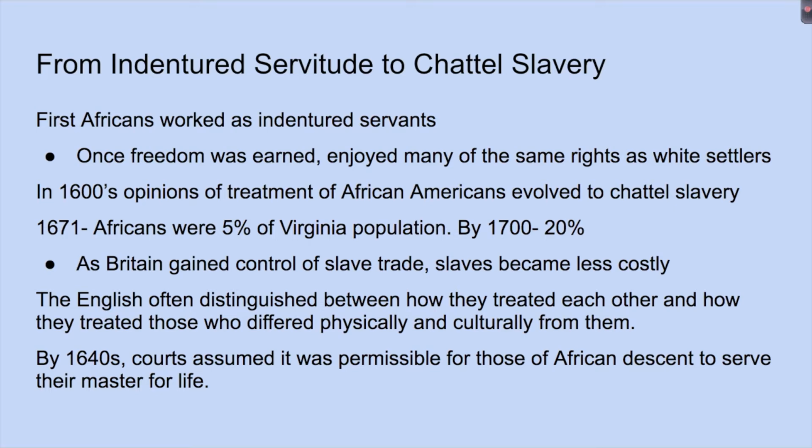Around the 1640s, you will start to see different courts in the colonies assume that it is permissible for those of African descent to serve their master for life. Before this time frame, you didn't really have that spelled out, that you were a slave for life. Around the 1640s, you start to see in some of the colonial documentation that somebody who is purchased as a slave is purchased for life.